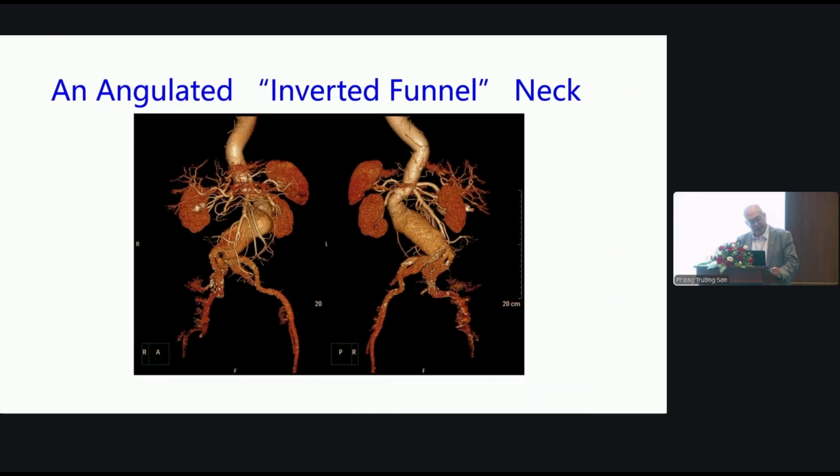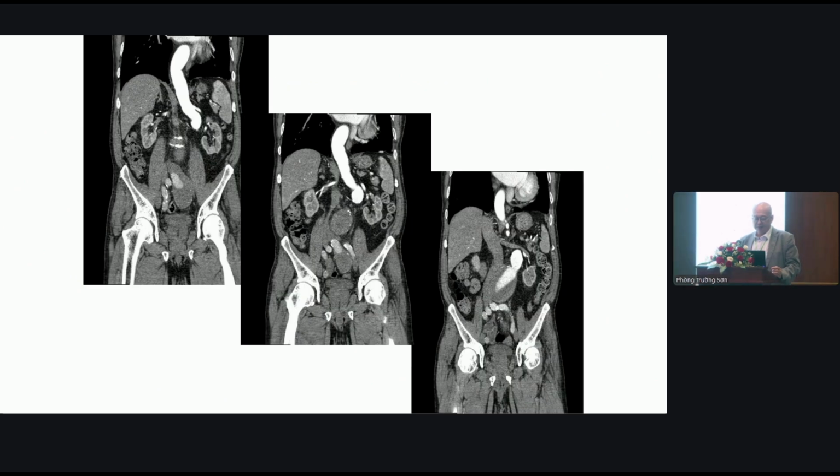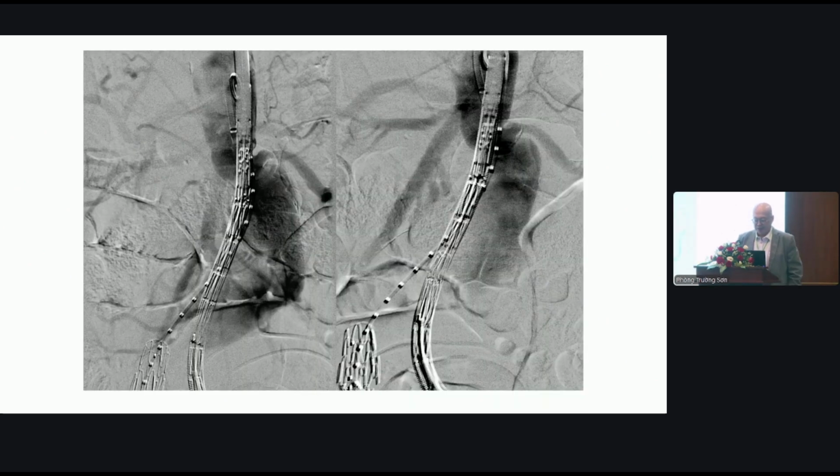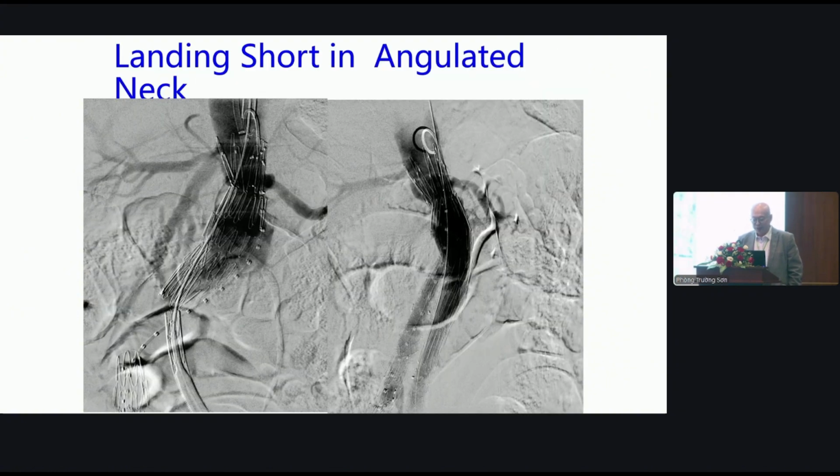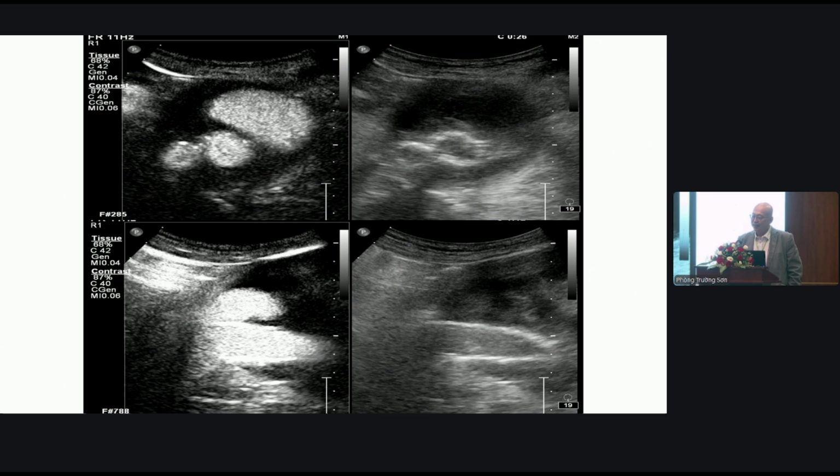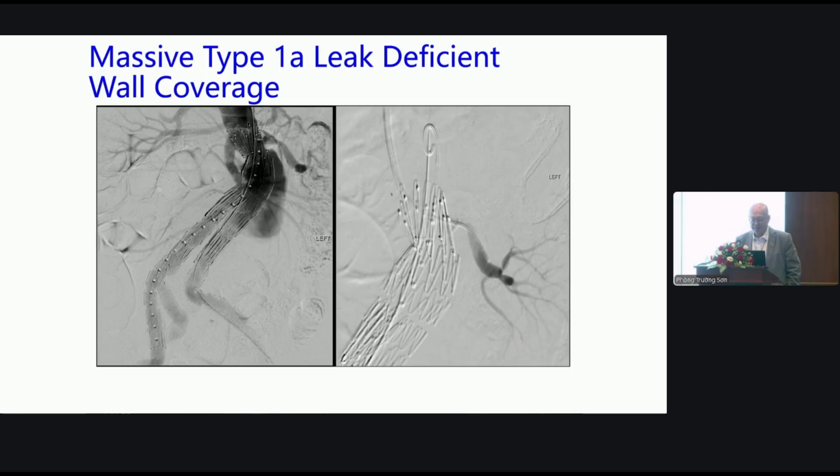Sometimes it gets a little bit more complicated. You have an inverted funnel neck like this, and then of course, being confident in our devices, we try and squeeze a standard stent graft in a very angulated and horrible neck. And it looks very good. We land a little bit short. Obviously, on-table contrast enhanced ultrasound, you can see a huge leak there. And so there's a massive leak with a deficient coverage.